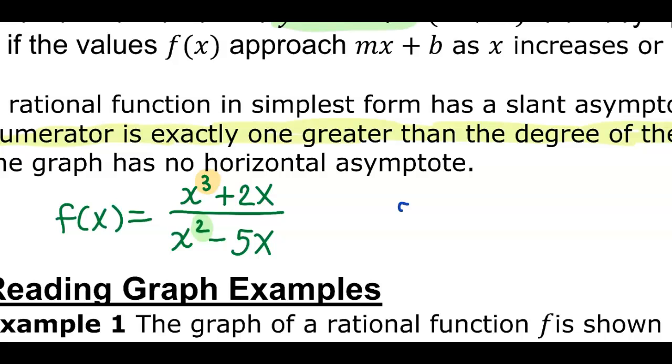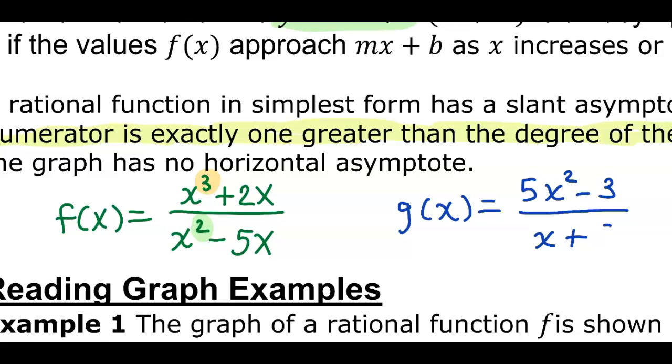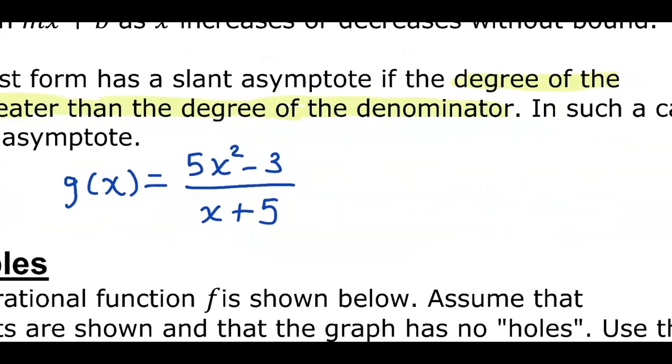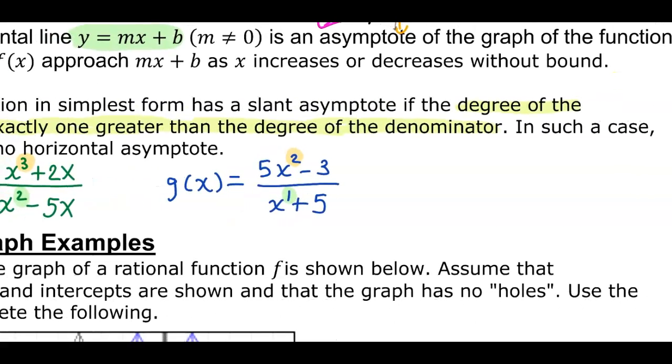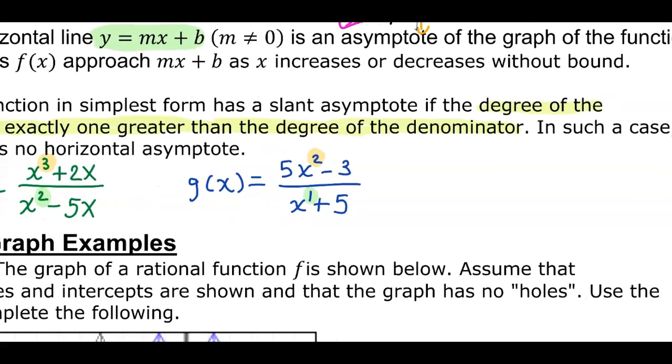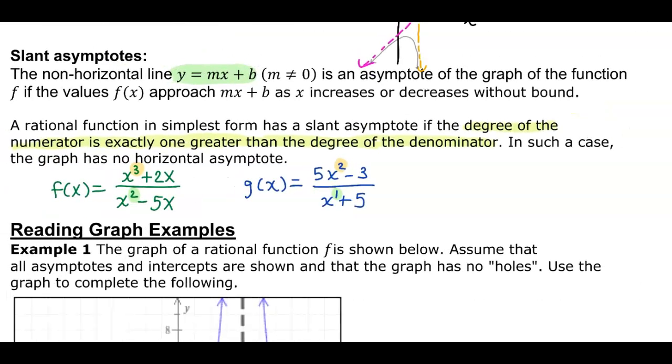Another one, g of x. What if it has 5x squared minus 3 over x plus 5? Let's compare the degrees here. The degree of the numerator is 2. What about the degree of the denominator? It's not written, but it's really x to the first power, right? Because the top is 2 and the bottom is 1, the degree of the numerator is bigger than the degree of the denominator by exactly 1. So we have 3, 2, 2, 1. These two functions will have a slant asymptote.